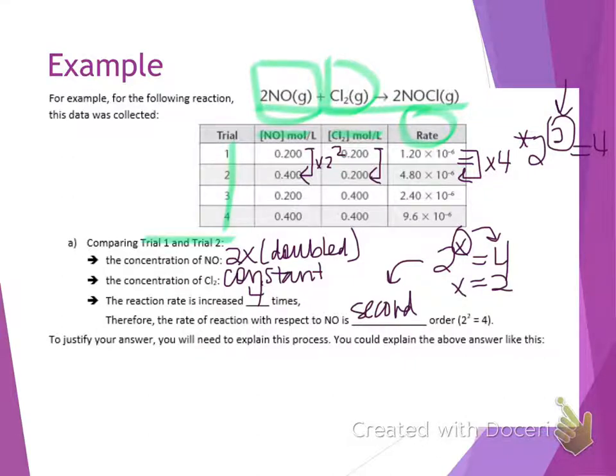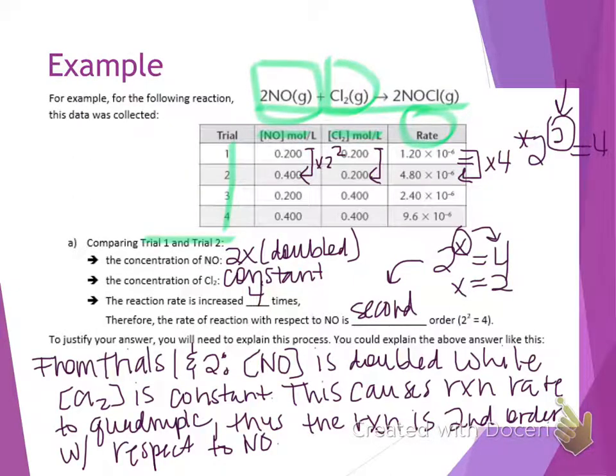So we would again want to put that all into some justification. As we write that, again, we would want to look at which trials we are going to and from. So trial 1 and 2, what's happening to the concentration of each reactant? NO is doubled, Cl2 is constant. What's happening to the rate? It went up by 4, or it's quadrupled. That information tells us that the reaction rate is second order with respect to NO. Be careful here and make sure you say it's just with respect to NO, not with respect to the concentration of NO, just NO, the reactant.